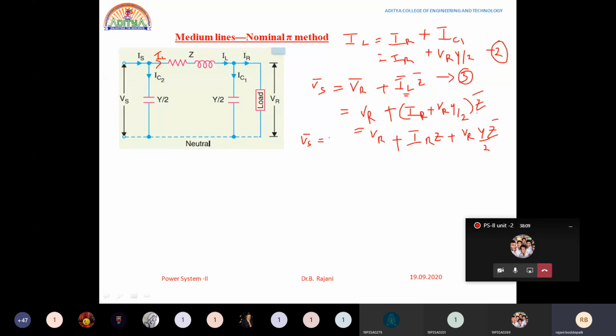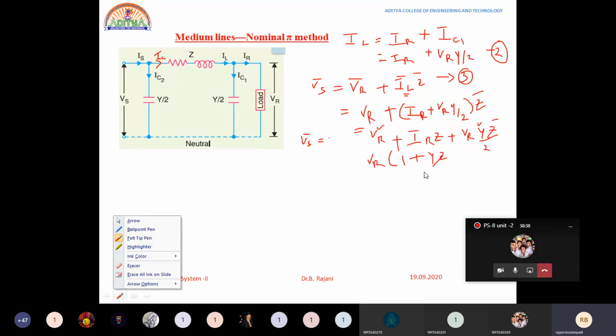I just multiplied this Z with these two terms. Now I got this one. Now can I take VR as common in these two terms? Now I will be getting 1 plus YZ by 2. Sorry, this is YZ by 2.